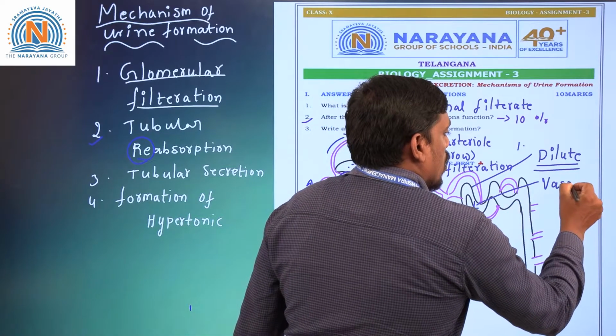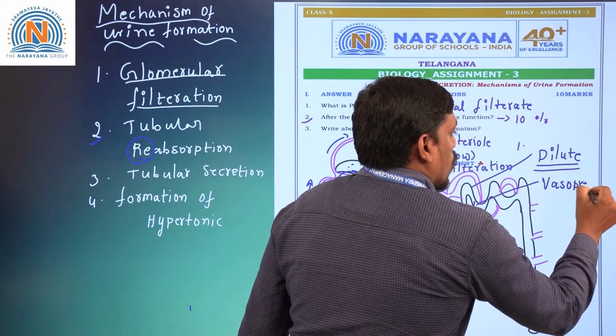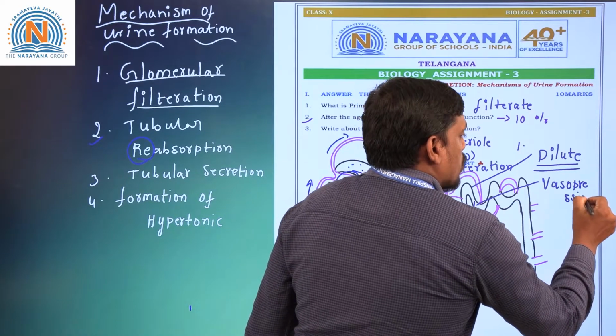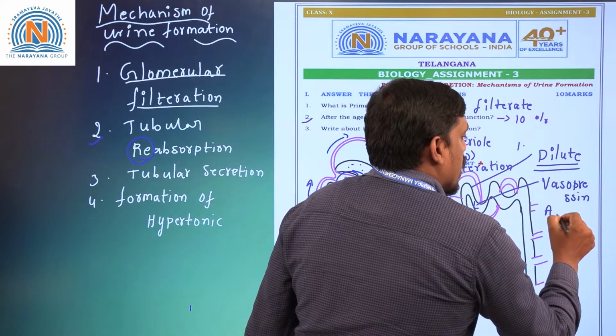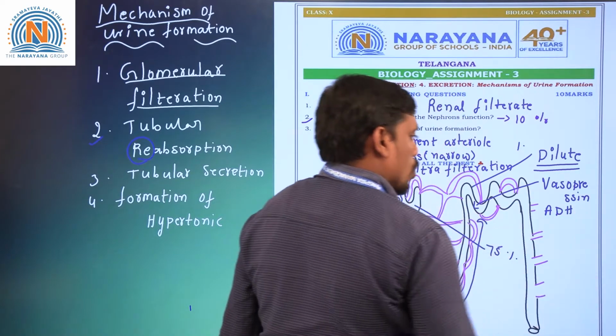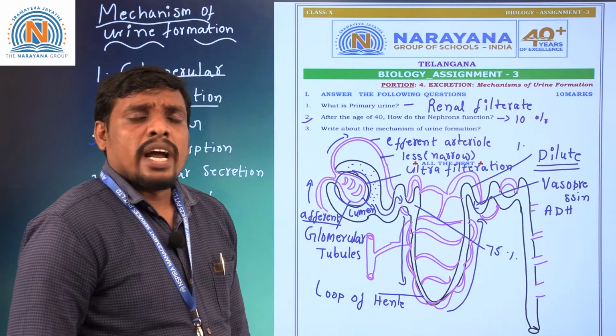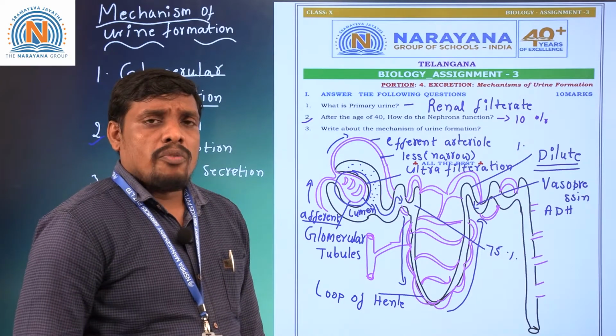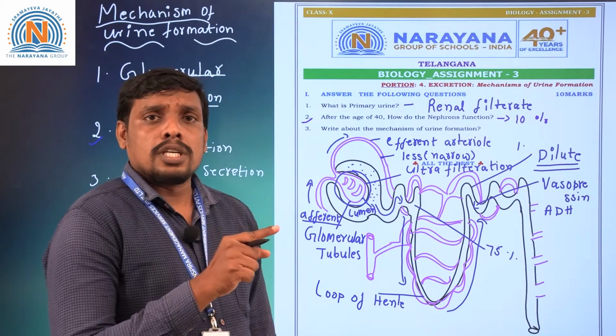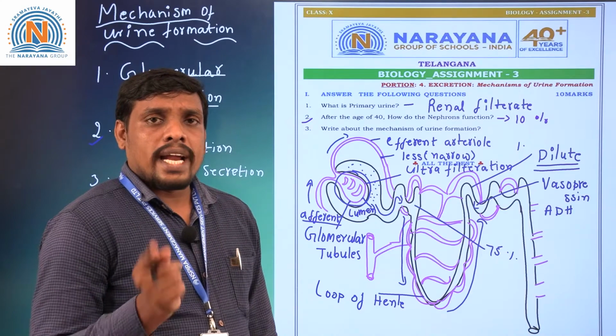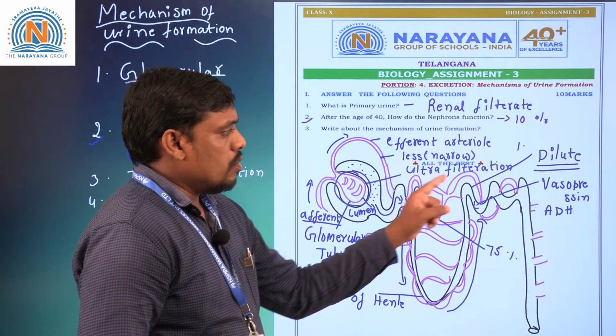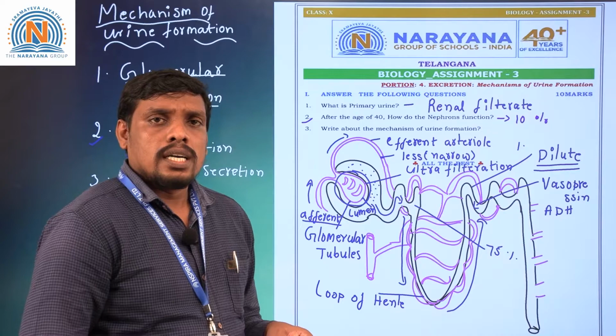What is it called? Vasopressin. What do you mean by vasopressin? Vasopressin is also known as antidiuretic hormone. What is it called? Antidiuretic hormone. When highly concentrated urine is to be passed out, vasopressin is released into the DCT.